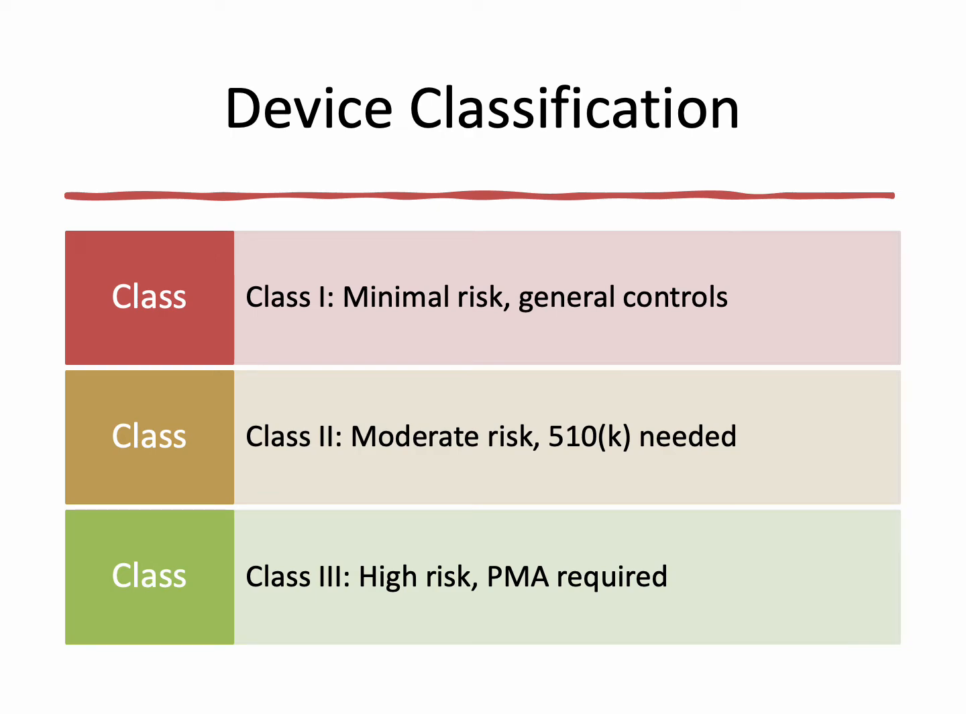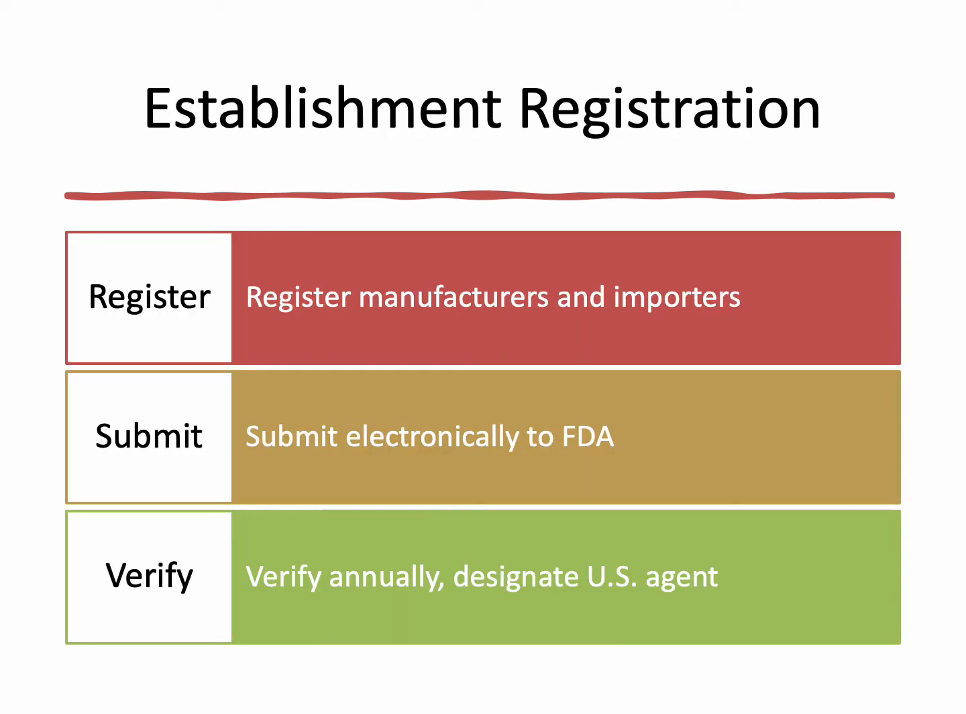This slide transitions to establishment registration, where we'll explore compliance obligations. Following device classification, let's discuss establishment registration for U.S. medical device regulation. Manufacturers, domestic and foreign, and initial distributors, importers, must register their establishments with the FDA, ensuring oversight of device production and distribution.